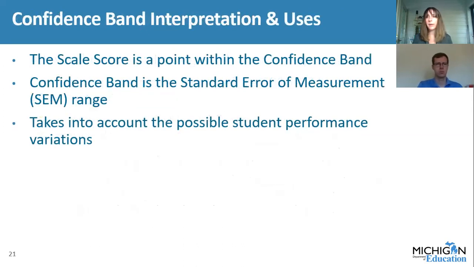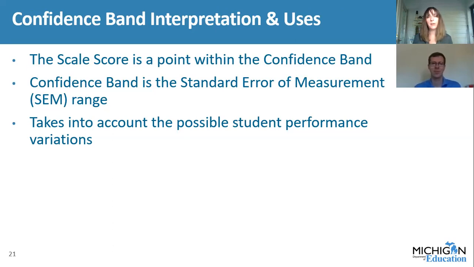All right, confidence bands. This is something that you will see alongside your scale scores, and your actual scale score that you get on the report is just one point within this confidence band that is displayed on the little charts on the reports themselves. The confidence band is the standard error of measurement. What this does is take into account the possible student performance variations. We all know that it's going to happen because it's a point in time assessment.